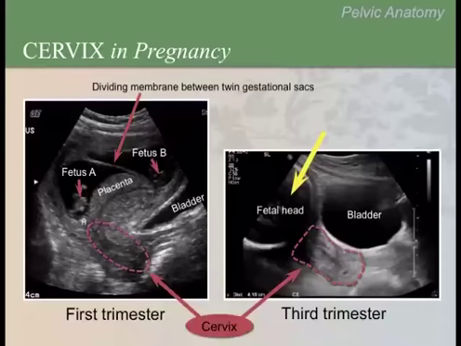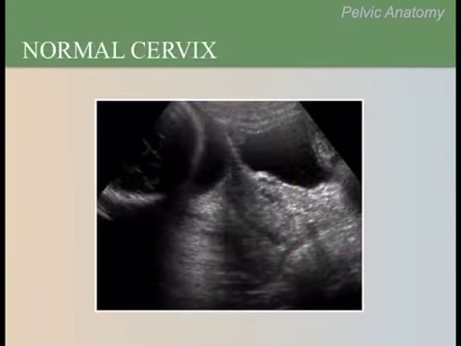The answer is that this is the fetal head. Next, we will look more closely at the cervix. The internal os is the place where the cervical canal meets the uterus. You cannot see or feel the internal os on clinical exam.